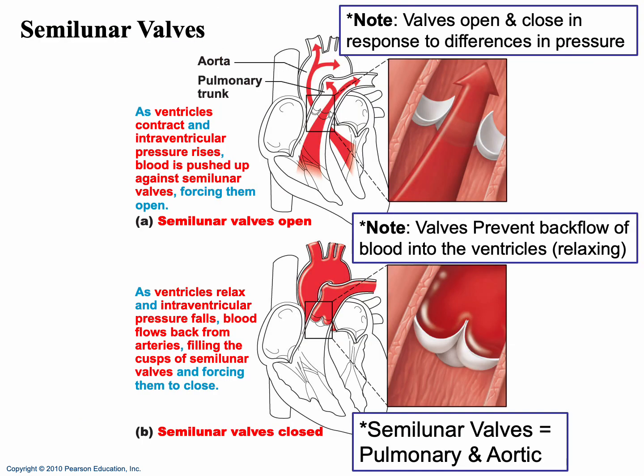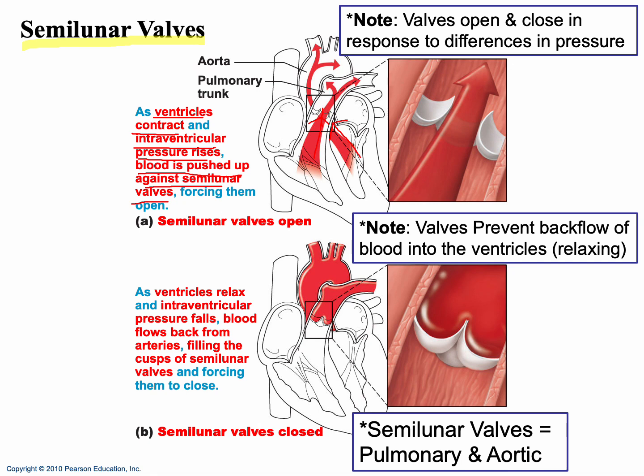We now take a look at the semilunar valves here, and a little bit more of how they operate. These valves are significantly smaller in comparison to the AV valves. So first, of course, we start off with the blood being in the right ventricle and left ventricle. As the ventricles contract, the intraventricular pressure will increase here, and the blood will be pushed up against the semilunar valves. So imagine the blood being pushed up against the pulmonary semilunar valve and the aortic semilunar valve.